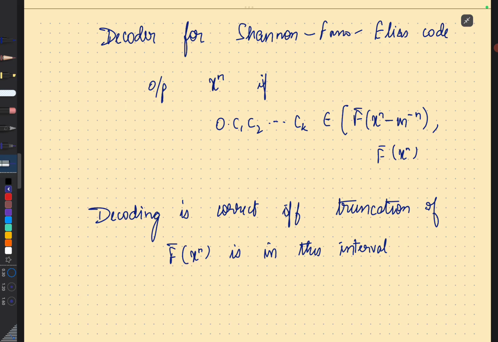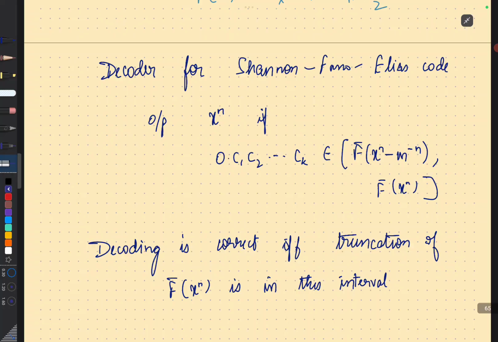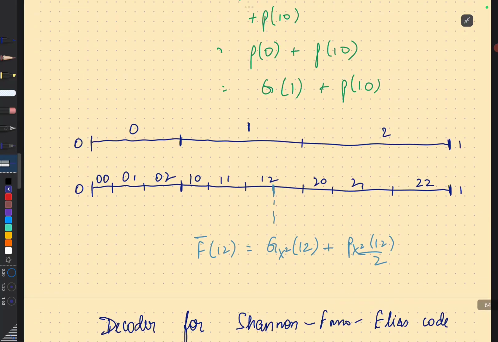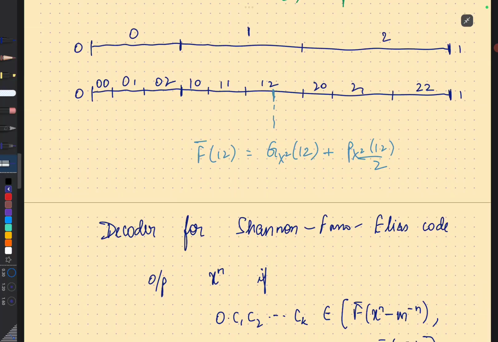So by truncating bits, you're sort of reducing the number, right? And you want the truncation to lie exactly in this particular interval between f bar of xn minus 1 and f bar of xn. Right? So that fixes how many bits you can truncate. And the Shannon-Fano-Elias code says that if you truncate up to ceil of log 1 over p of xn plus 1 bits, this is guaranteed.